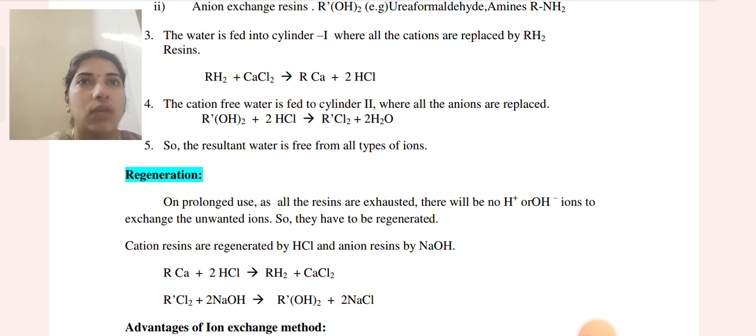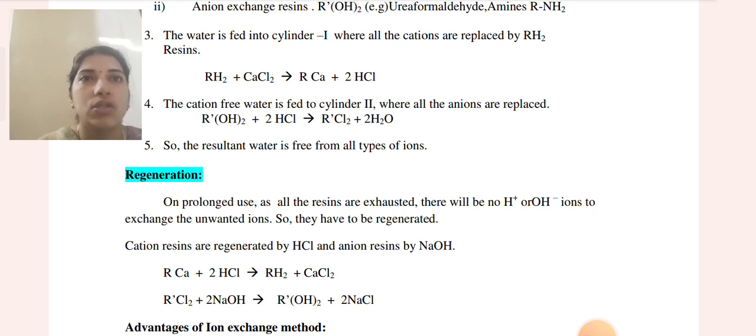The second one is the anionic exchanger. The resin contains basic functional groups, that is NH2 or OH, capable of exchanging their OH minus ions with the anions of hard water. Anion exchange resin is represented as ROH. Examples are cross-linked quaternary ammonium salts, urea formaldehyde, etc.